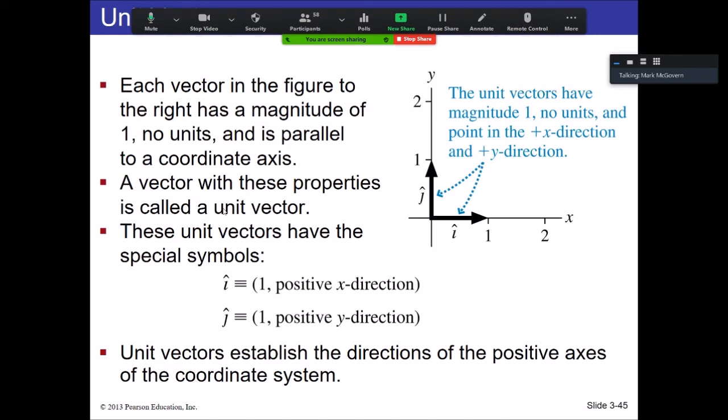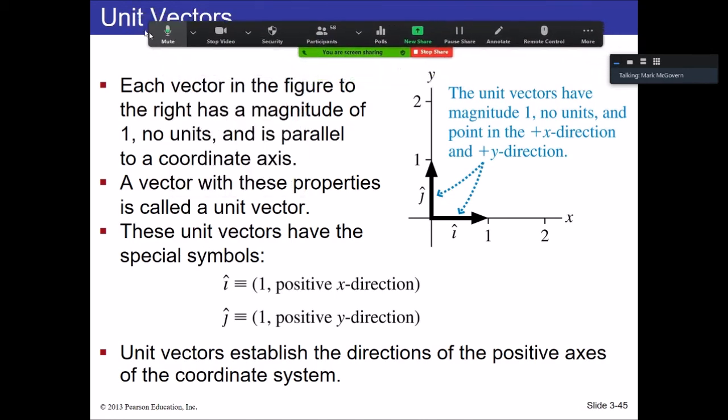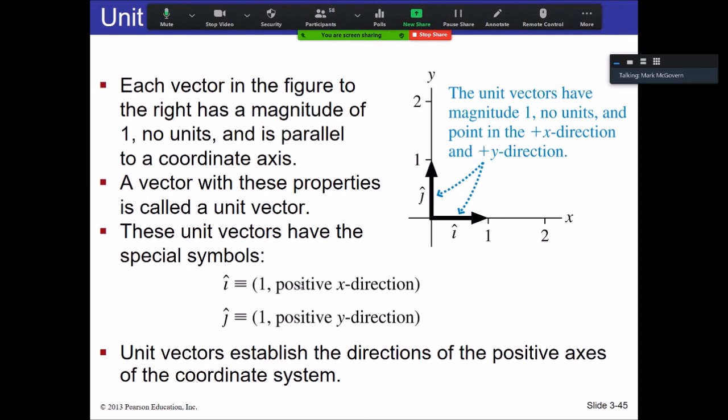The way we do that is with the use of what's called a unit vector. We have two unit vectors that we're going to work with. One is called I hat. This little symbol on the top of it is what we call a hat. I hat, J hat. I hat, by definition, is a vector of magnitude 1, and it points in the positive x direction. J hat is a vector of magnitude 1, and it points in the y direction.